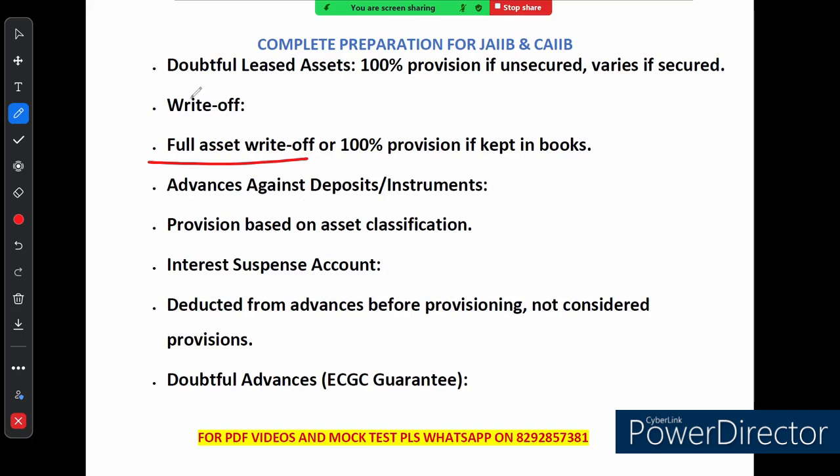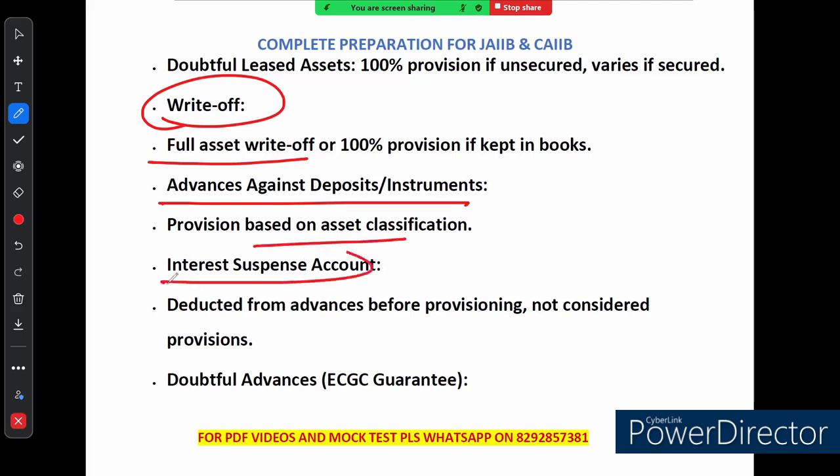Next we have the concept of write-off. See, if the loan is completely written off, it is taken off the books, or the bank makes 100% provisioning for it. It means that the bank has set aside the full amount for the loss, but keeps it in their record. For advances against deposits or instruments, the amount of provision a bank needs to make depends on how the asset is classified, whether it is a bad loan or not.